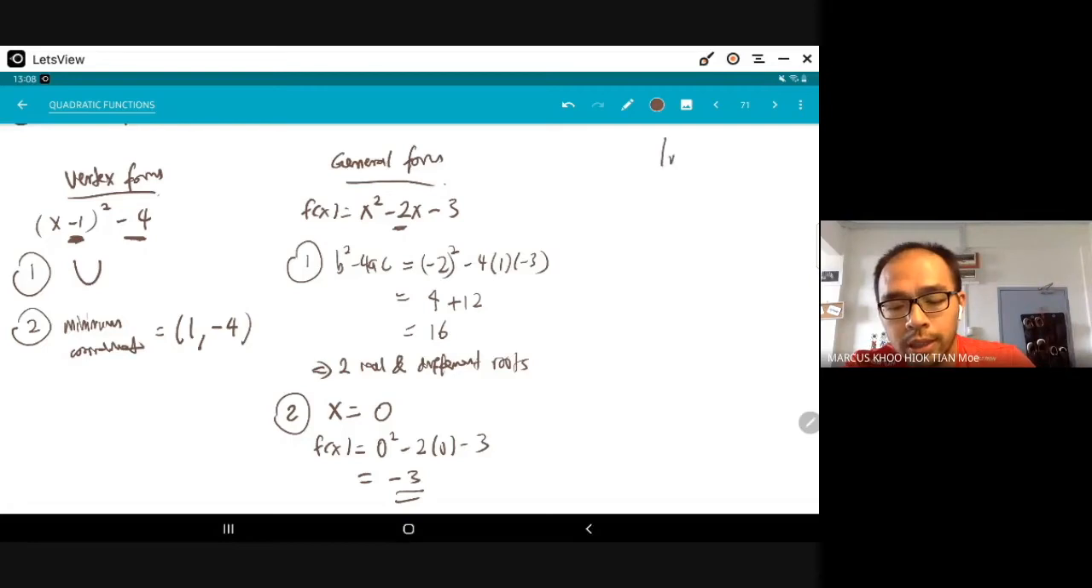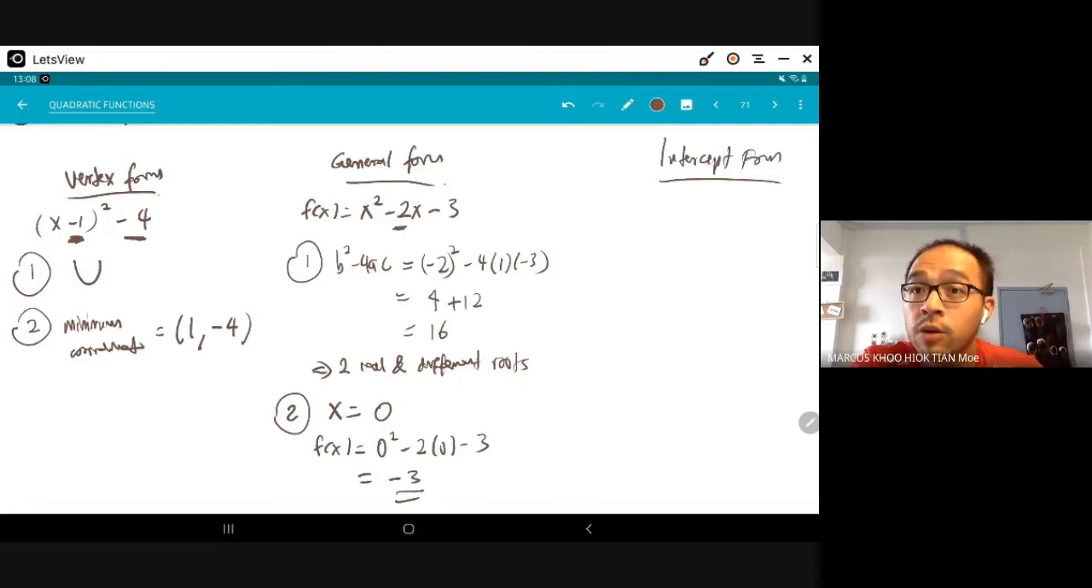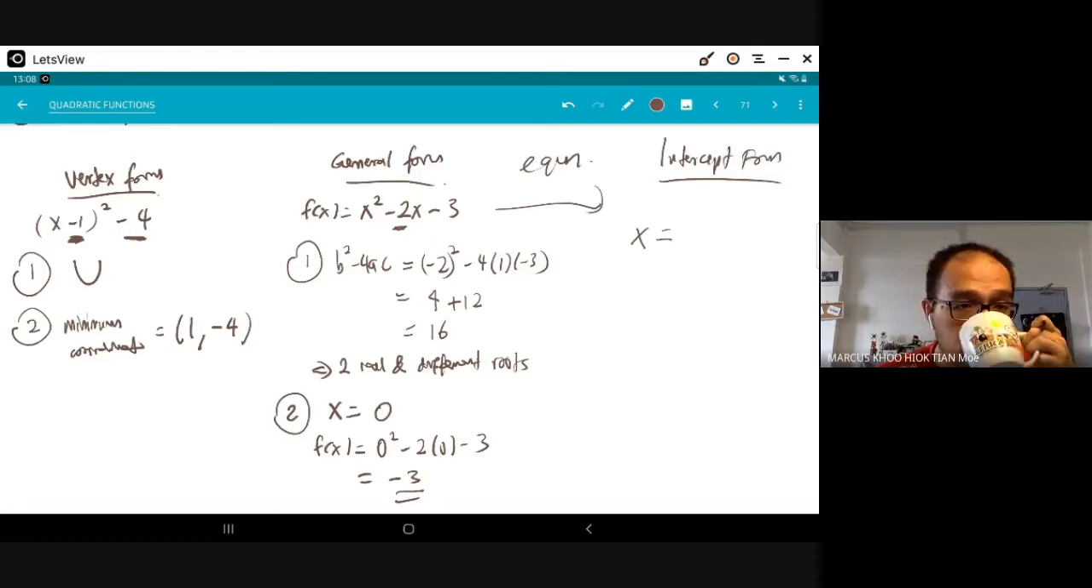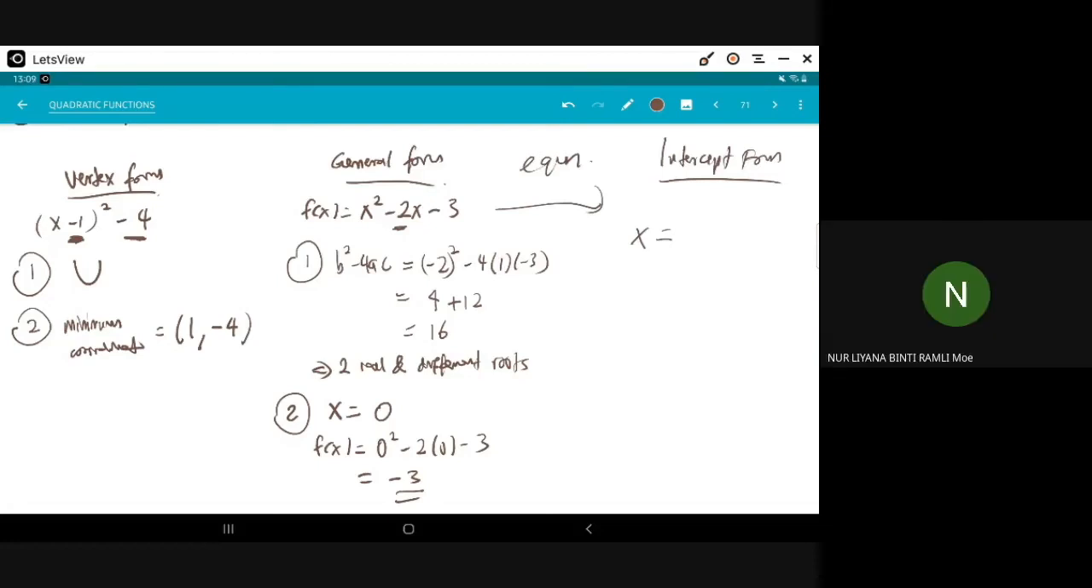Okay, now let's do intercept form. And remember, intercept form only exists if b squared minus 4ac is positive or zero. If b squared minus 4ac is less than zero, don't bother to find the intercept form. It doesn't exist. Okay, alright, so when you EQN this, what do you get? Sorry, can somebody EQN this and please let me know what x equals? X equals 3 and then x equals negative 1.